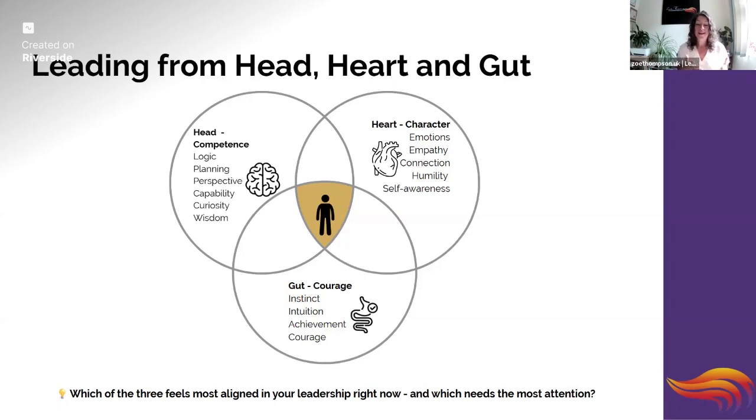We need to lead with our head. We need to have logic. We need to have planning. We need to explore different perspectives. We need to have that capability. We need to approach things with curiosity. And we also need to trust in our own wisdom of our own experiences. So leading with our head is really important. And some of you will naturally lead from here. That cognitive response will be the stronger of the three.